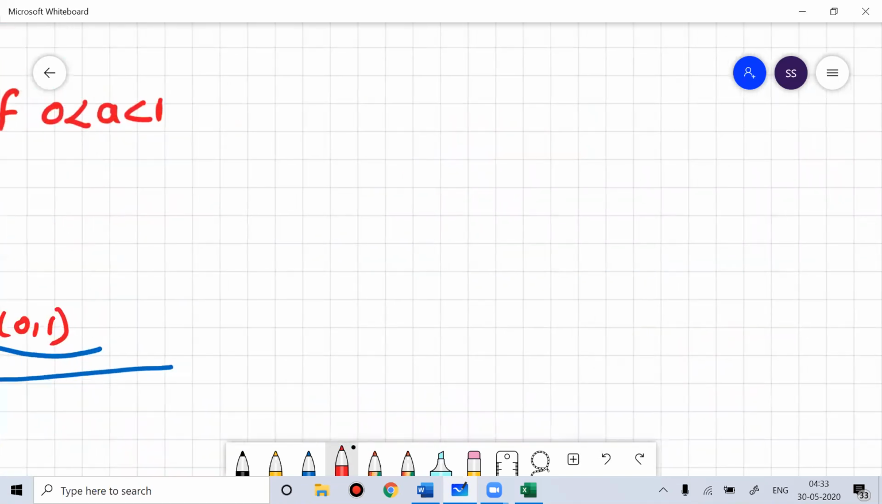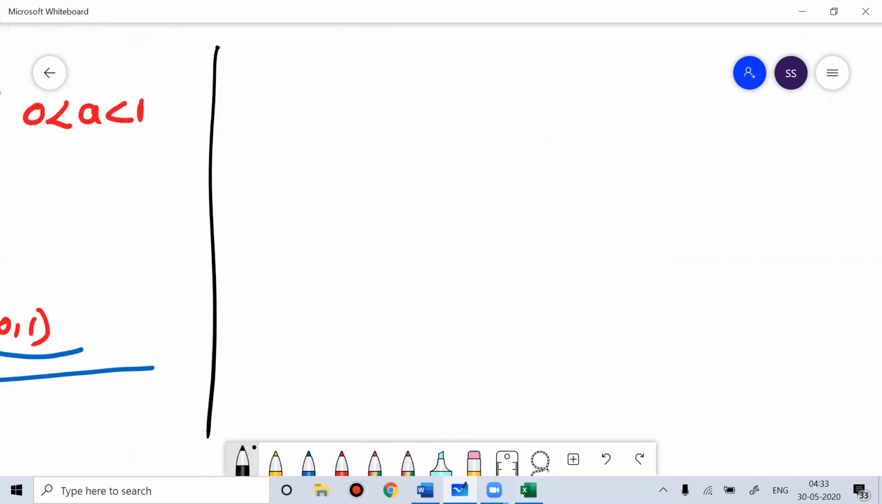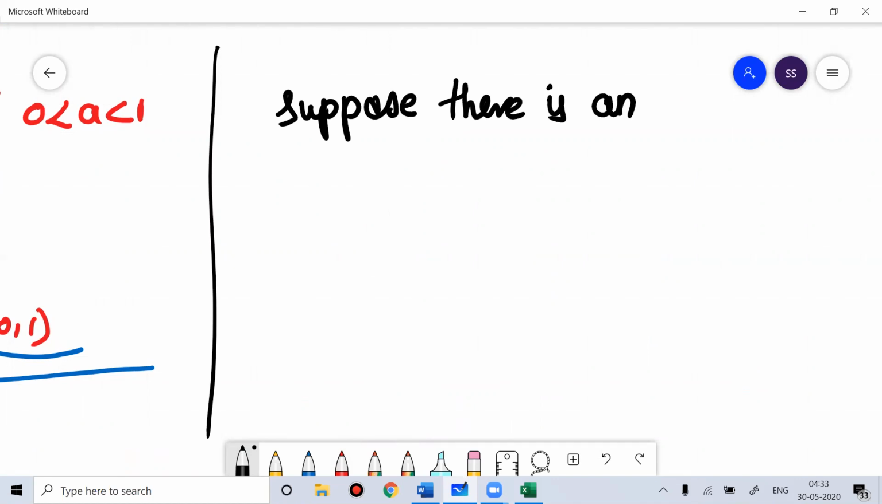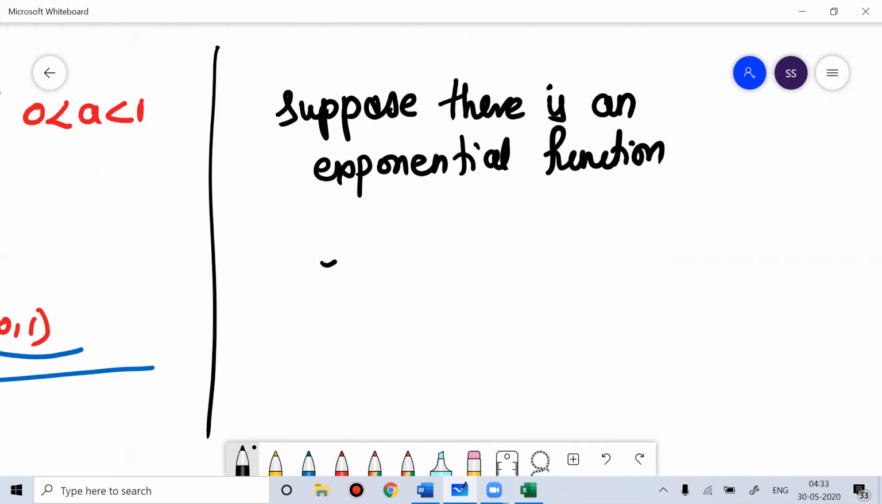So when we talk about exponential functions, suppose there is an exponential function called e to the power x. You know what is e? E is a Euler number.